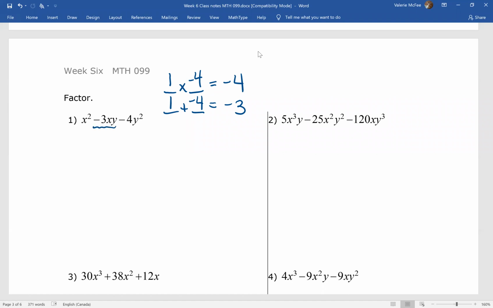We're going to rewrite the middle term, but this time instead of just x, we have xy. Plus 1xy minus 4xy. So just the same thing, except now we have an x and a y together and a y squared. We can still factor by grouping.